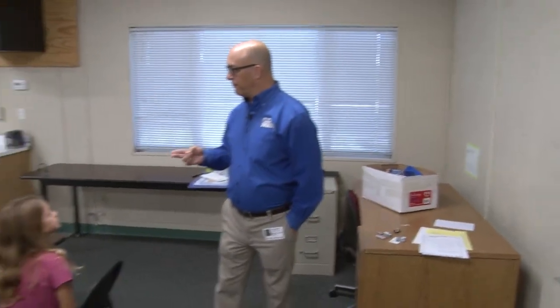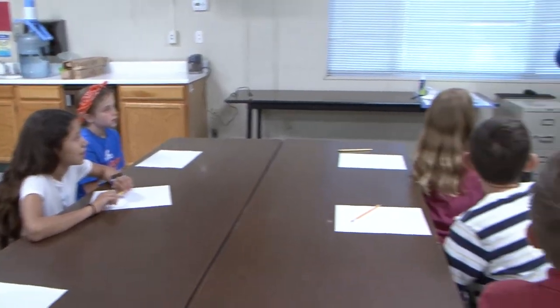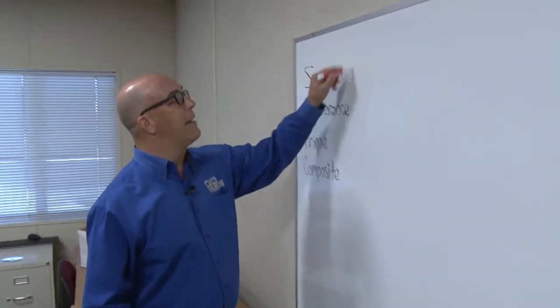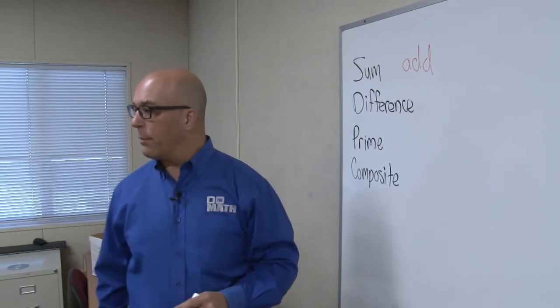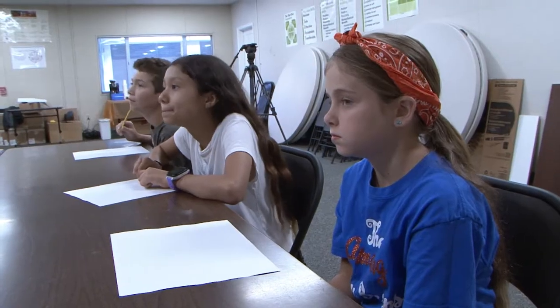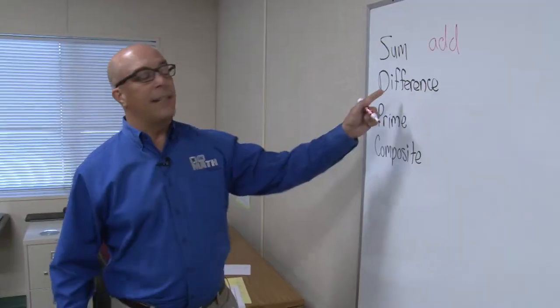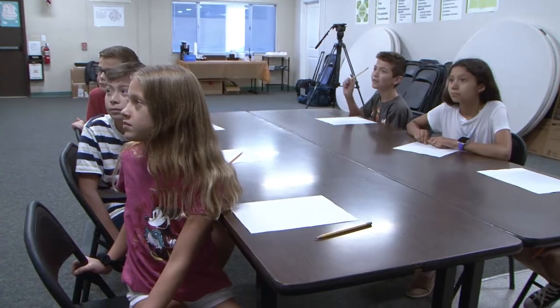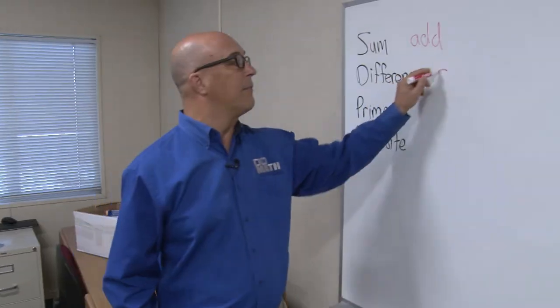If we want the sum of two numbers, am I going to add, subtract, multiply, or divide them? Add. I'm going to add them, all right? So if we want the sum, we're going to add two numbers. Everybody good with that? All right. If we want to find the difference between two numbers, I think one of you said it before, what will we need to do? Subtract. We'll need to subtract.